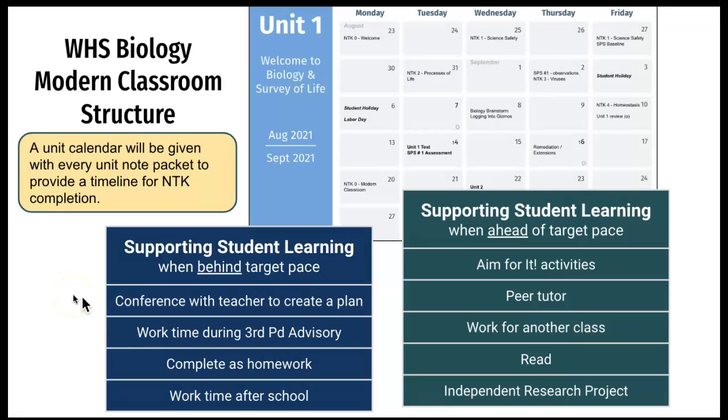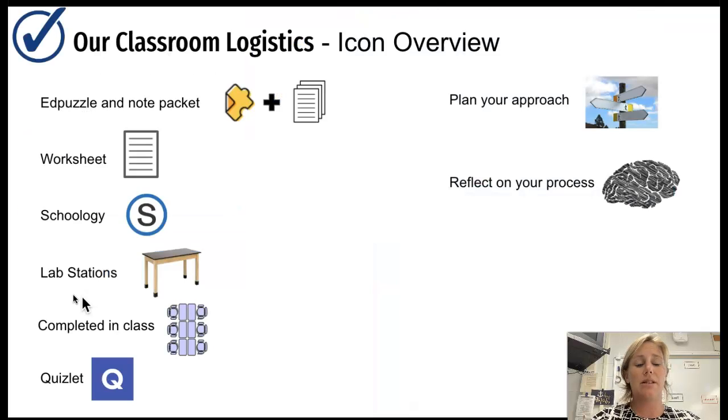If you're ahead of pace, there are plenty of opportunities for you to continue your learning as well. You can go ahead to the next NTK if it's available. You can work on unit aim for it or apply it that will be given out. You can peer tutor your colleagues if you'd like, or with permission, you're welcome to work on another class assignment or read a book.